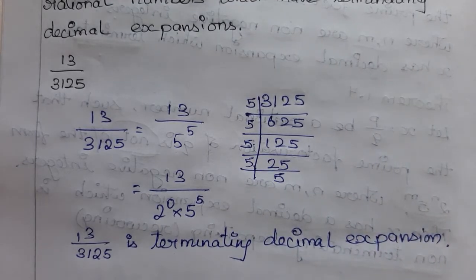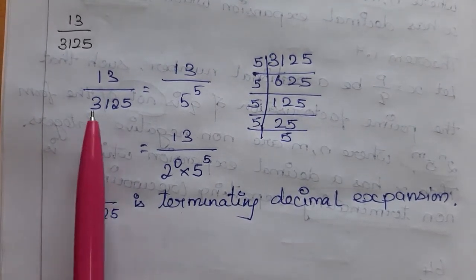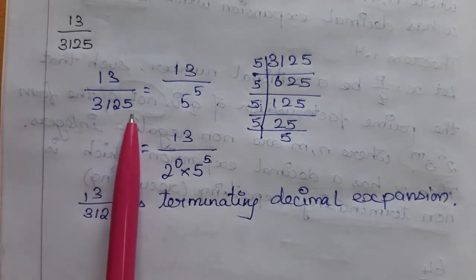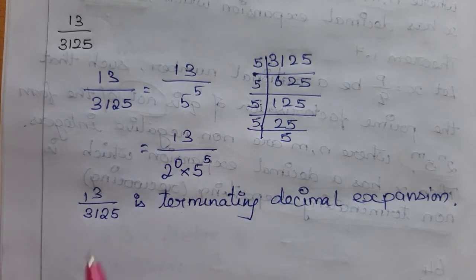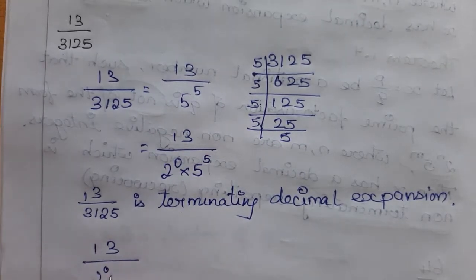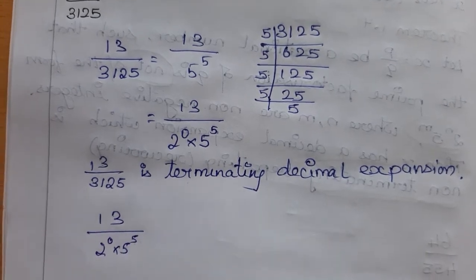They asked if it is terminating, so we have to find the decimal expansion, right? Usually we would find it by just dividing 13 by 3125, but that's a big process. From this we can find it easily. You see, 13 by 2 power 0 into 5 power 5. If both the powers are the same, then we will obtain 10, 100, 1000, and so on.